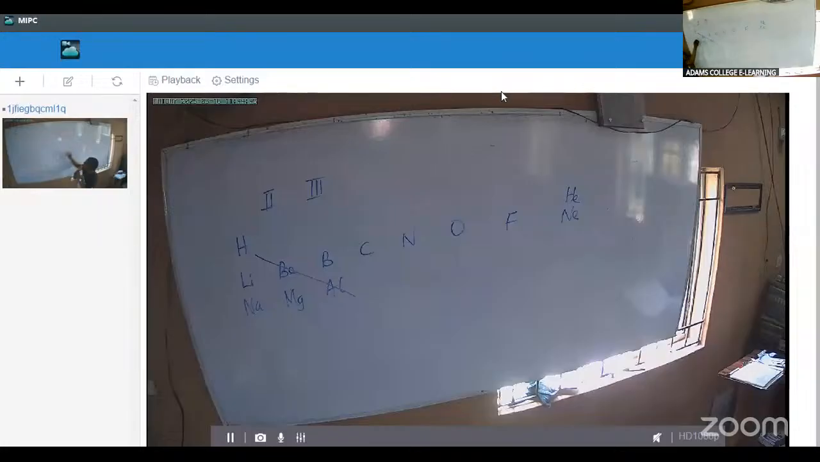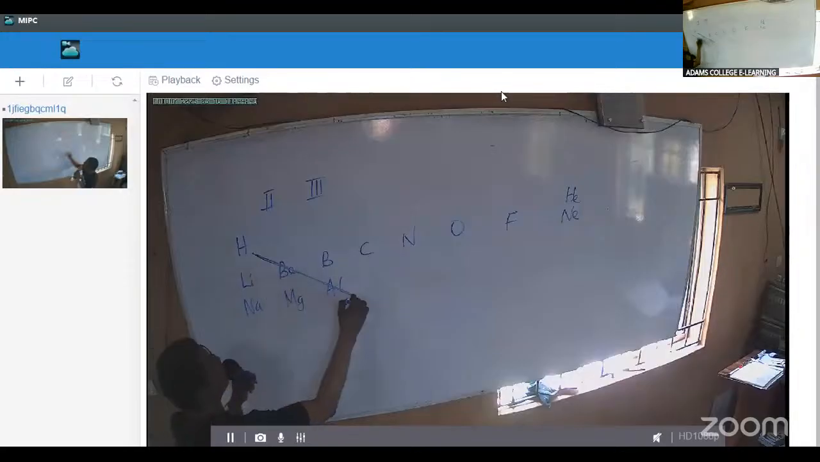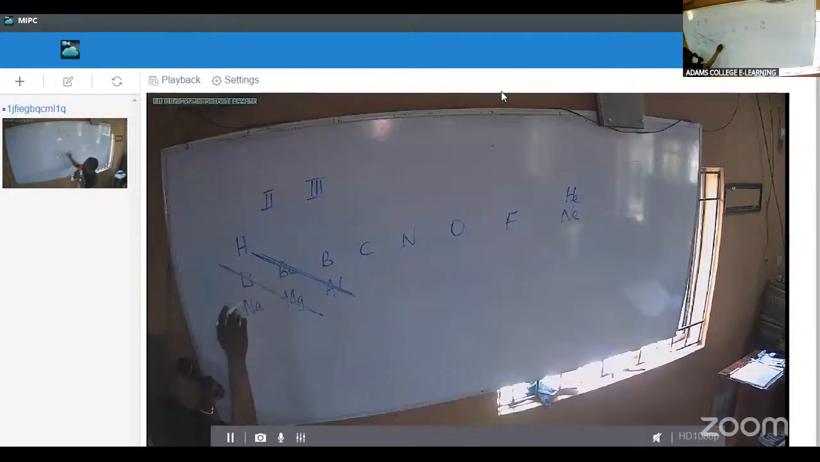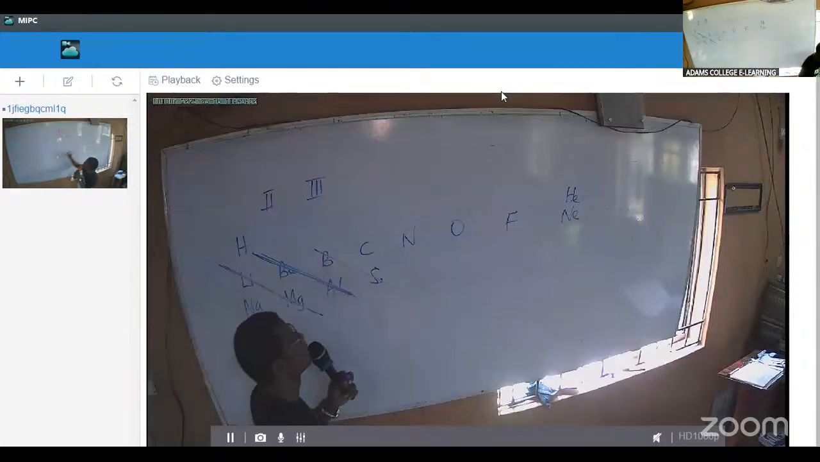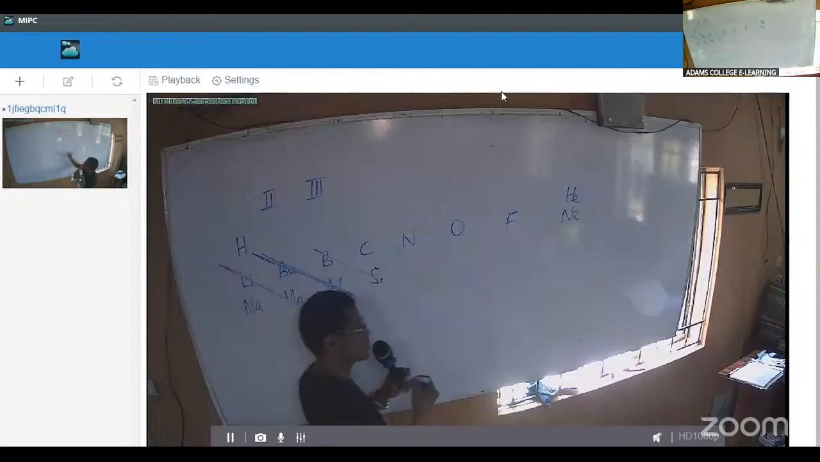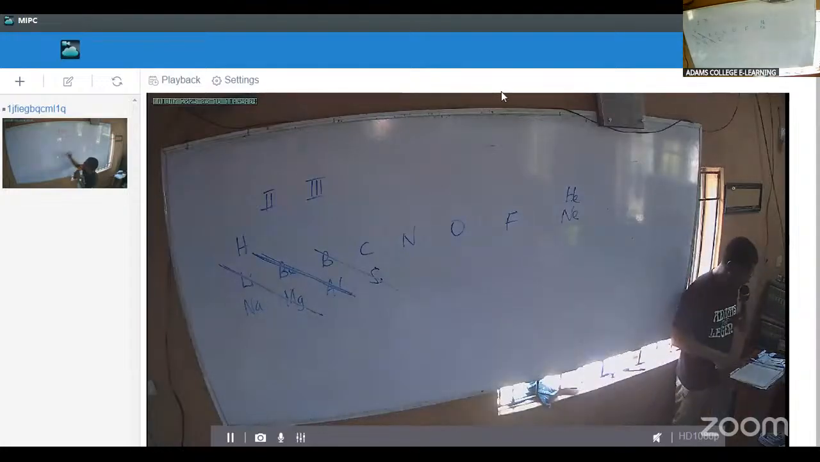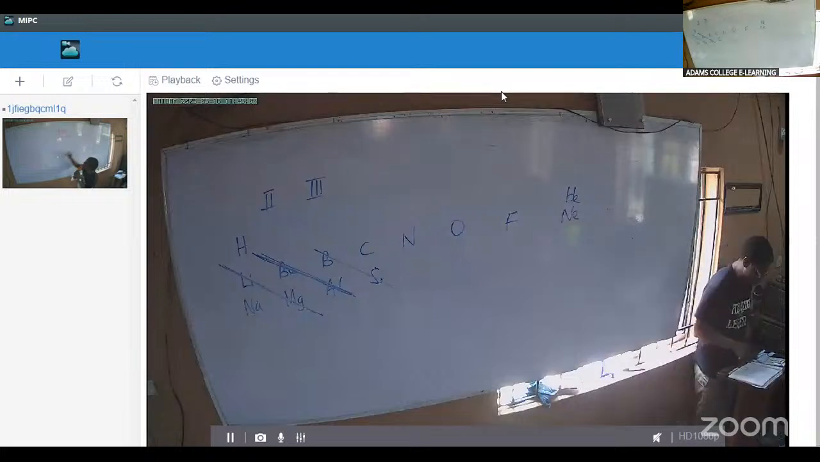Likewise, these two, lithium and magnesium. Once you're positioned like this, you are related. Boron and silicon, like that. Carbon and phosphorus. We call it the diagonal relationship in chemistry. Let's go. Next question.